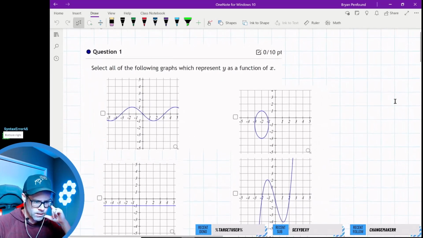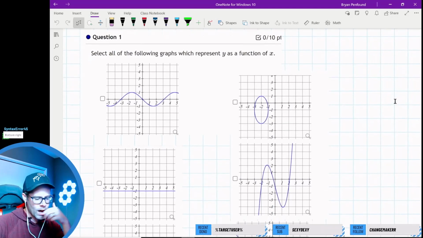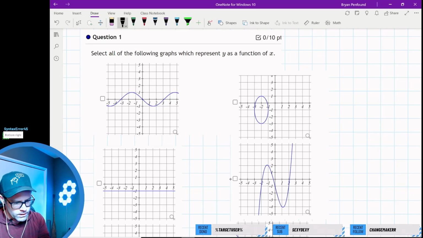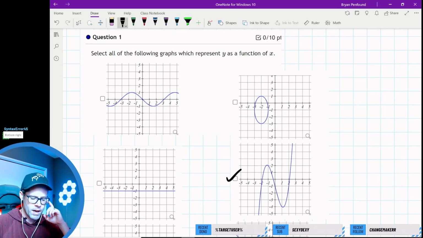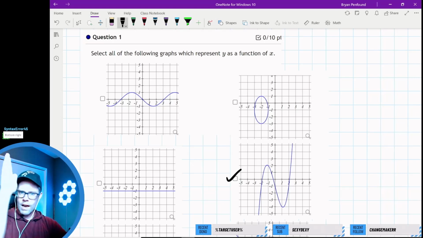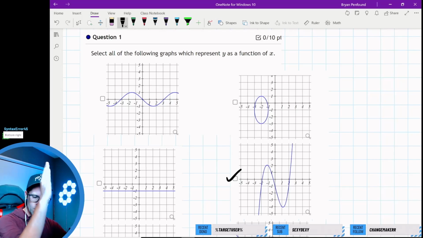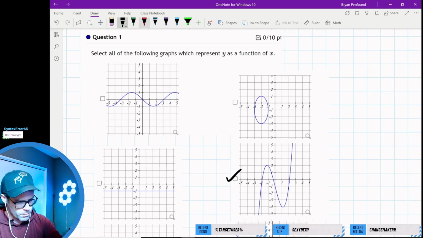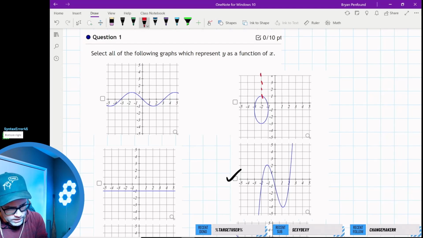Yeah, so question 1, select all of the following graphs which represent y as a function of x. Yes, I agree with you, Syntax. So definitely that one is going to pass our vertical line test. I picture a vertical line scanning from left to right across the screen. For example, this one here would not pass the vertical line test, so I know that it's not a function.